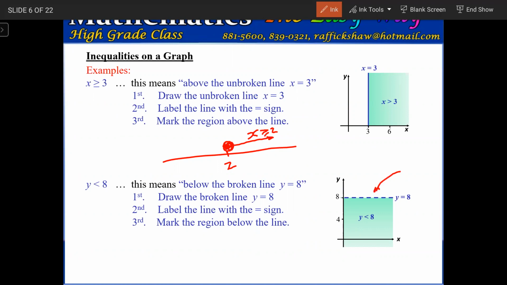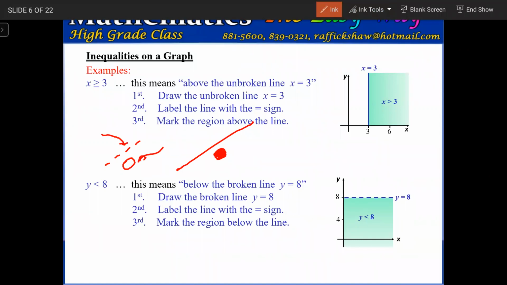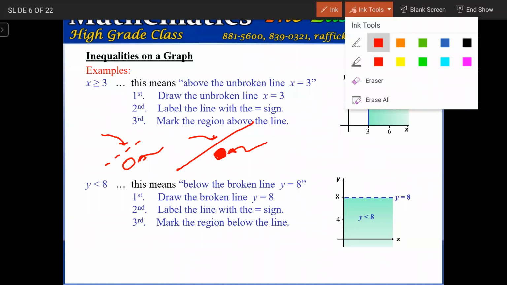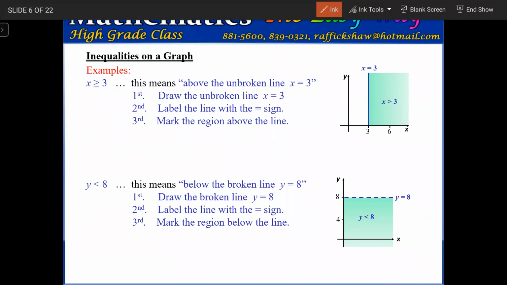So what happened? This broken line, let me show you. The broken line is equivalent to an unshaded circle. A solid line is equivalent to a shaded circle. This is for a graph, and this is for a number line. The similarity is a mathematical way of indicating the information that you want to show. That's a standard way of doing it.